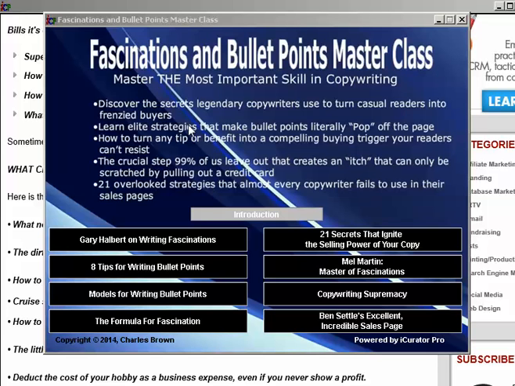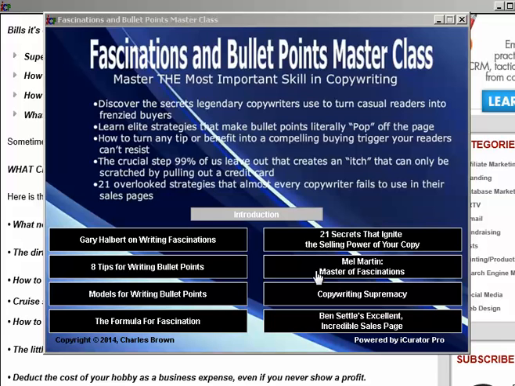And you click each button here, and it will take you to a different web link that will help you find this information. So I just did it originally for myself to make this easier for me to access when I wanted to write some good bullet points, and now I'm going to make it available to other people. So let's start with Mel Martin.